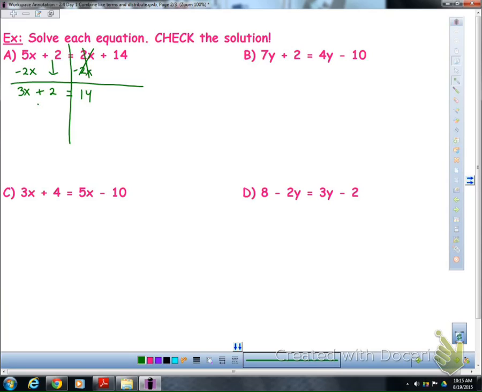Now we have a normal 2-step equation that we can solve. So we've got 3x, the 2's cancel, equals 12, divide by 3. So x equals 4.